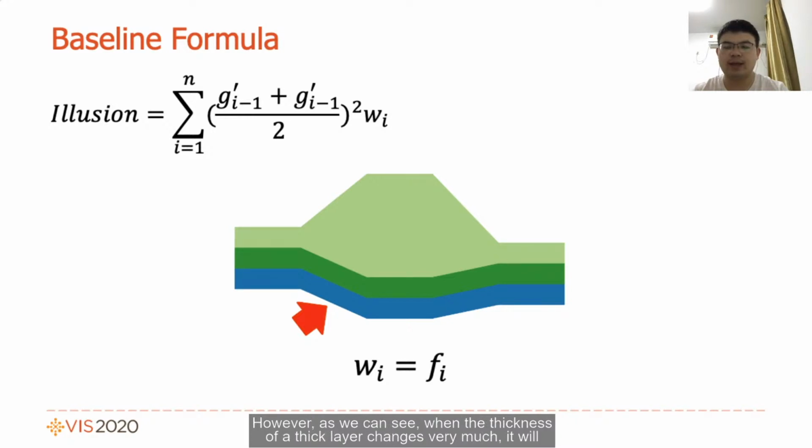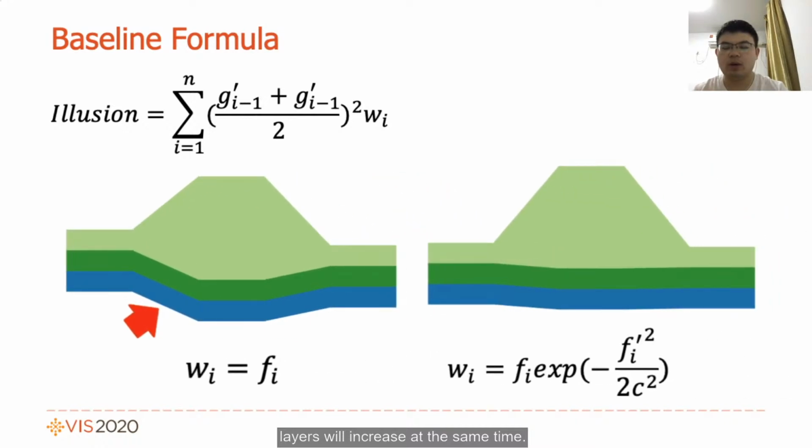However, as we can see, when the thickness of a single layer changes very much, it will squeeze its neighbors and introduce distortions there, and the sine illusion on these neighbor layers will increase at the same time. In order to avoid such a situation, we use the Gaussian weighting scheme to balance the weight of single layers when their thickness has a drastic change. This allows us to reduce sine illusions for the whole stream graph and create a better overall result.